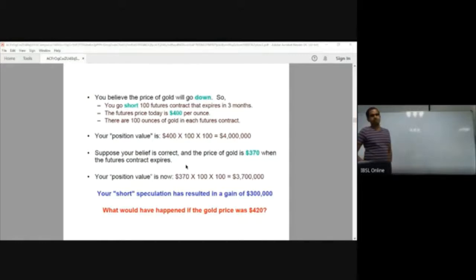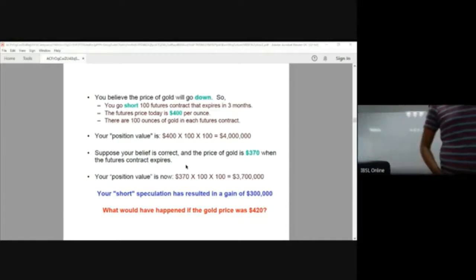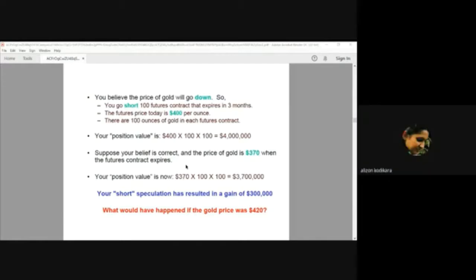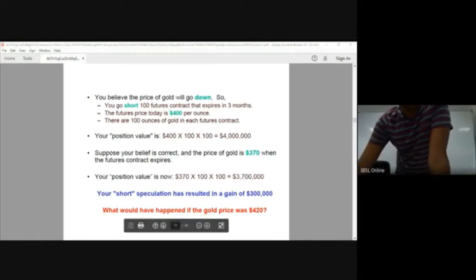You make a loss, right? You sell it and the price goes up, you will obviously lose. So what happens if the price goes to 420? Profit or a loss? You sell it at 400, then the price jumps to 420, you will lose. Right? You lose $20 an ounce into 10,000 is $200,000 loss.